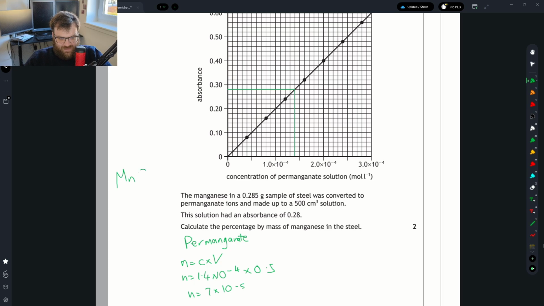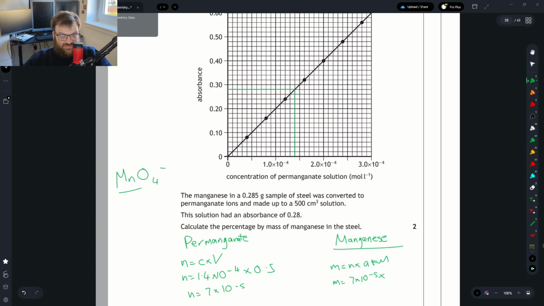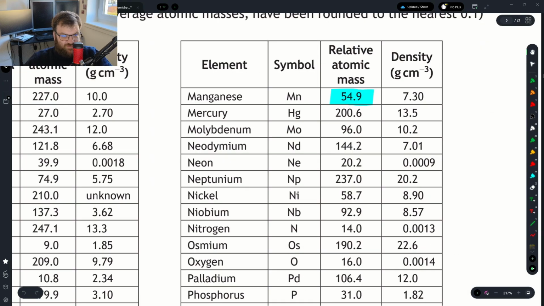Permanganate is MnO4 minus. There's 1 manganese in permanganate. So when we go over to work out the mass of manganese, we can just use that number of moles as is. So m equals n times GFM. So m equals 7 times 10 to the minus 5 times 54.9.